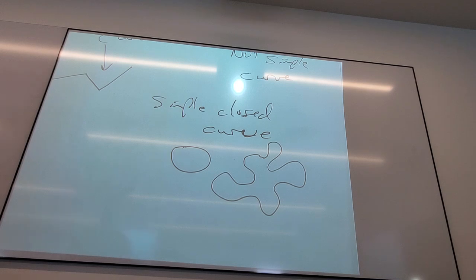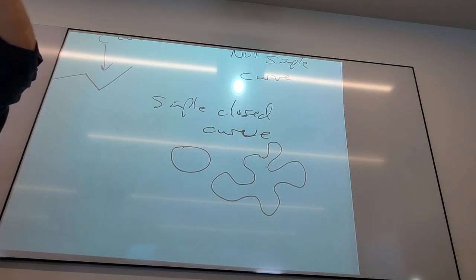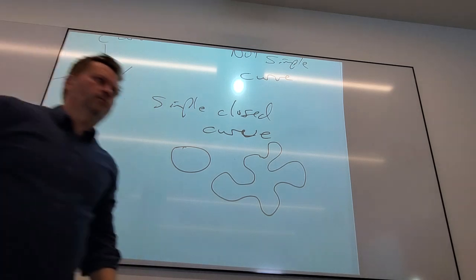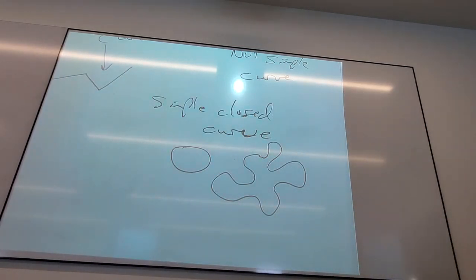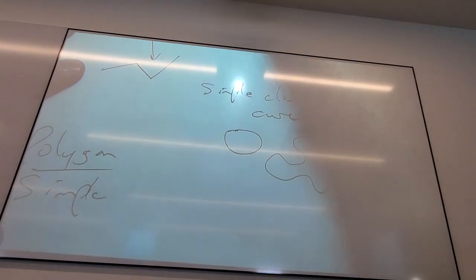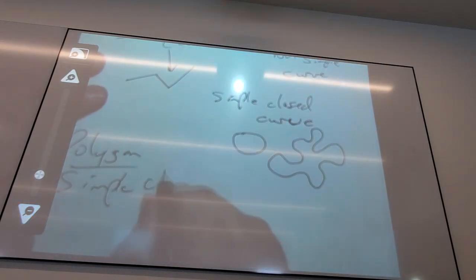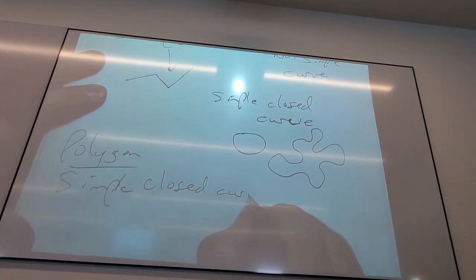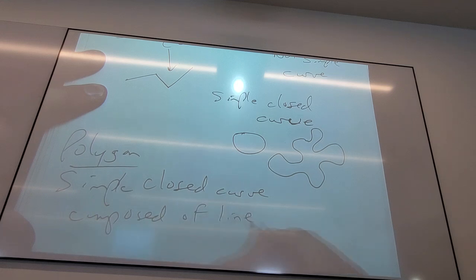Stop for a minute. So all a polygon is, it is a simple closed curve composed of line segments. Let me write that down. So a polygon is a simple closed curve composed of line segments.